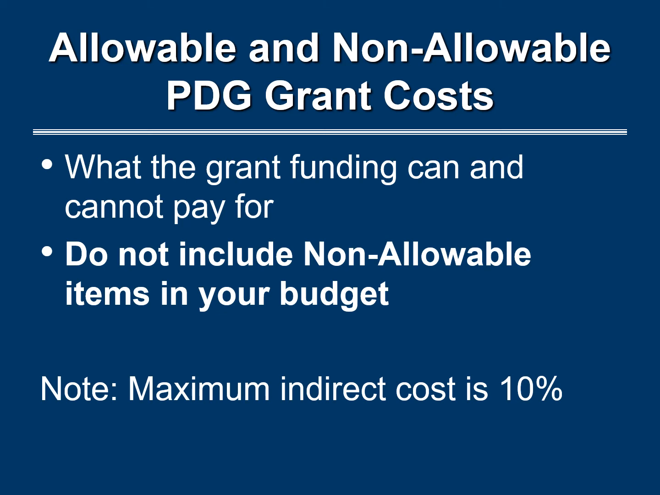Allowable and non-allowable PDG grant costs. This section covers what the grant can and cannot pay for. Do not include non-allowable items in your budget. This section also tells you the maximum indirect cost you can include in your budget.